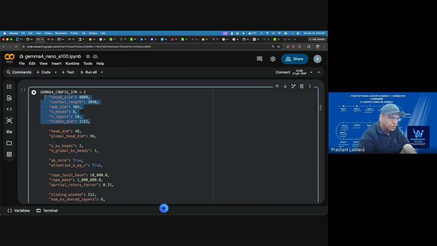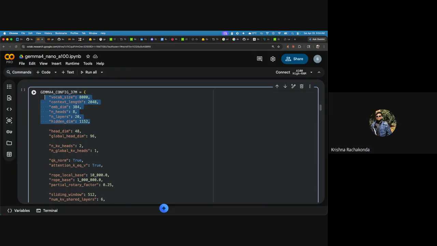Okay, Krishna, you have a question? So many of these numbers that you used while setting up the model, did you actually customize each and every one, or did you use anything by default?